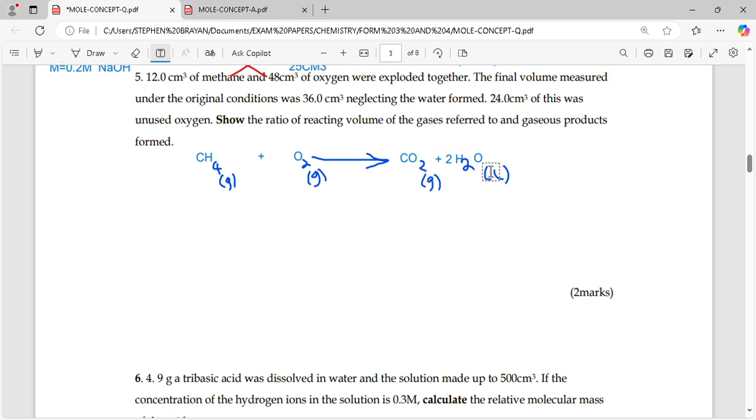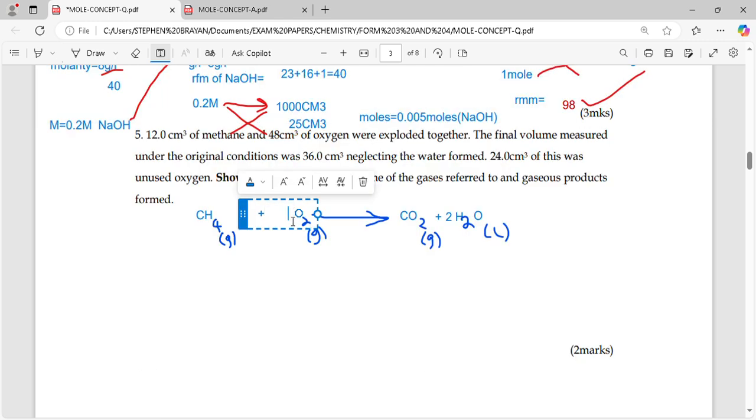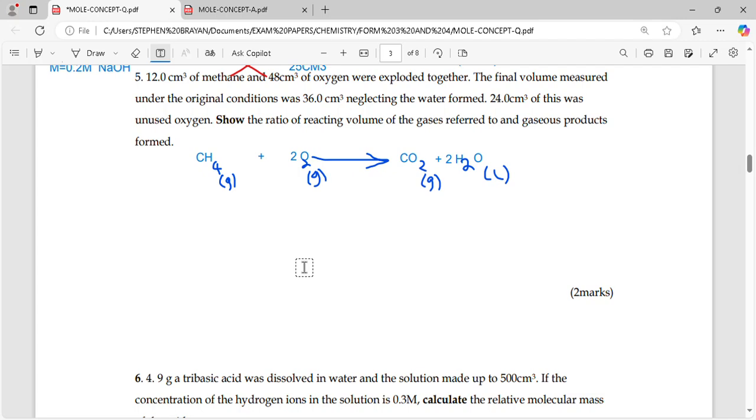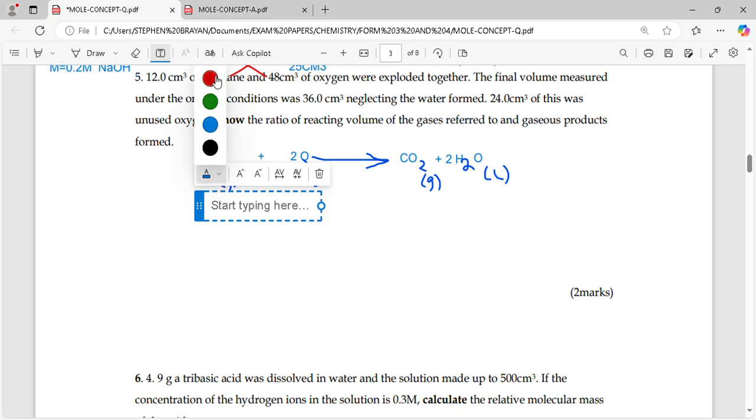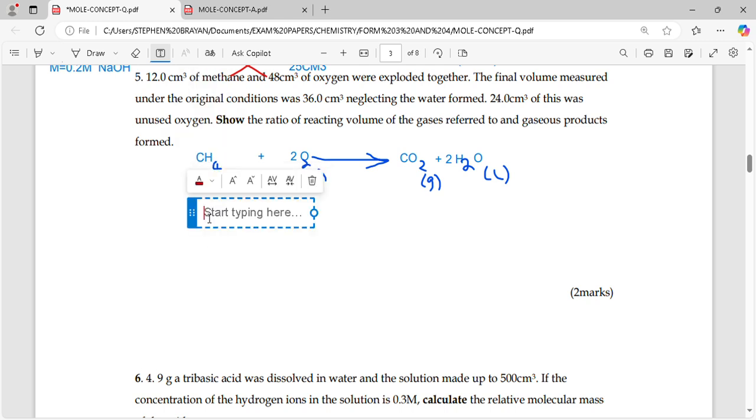But oxygen on this side are now 4. So I must also write here 2, to ensure that the number of oxygens are also balanced. Now, for methane, we've been given the volume of methane. So I'll come and write it here. The volume of our methane is 12 cubic centimeters. And the volume of oxygen initially was 48.